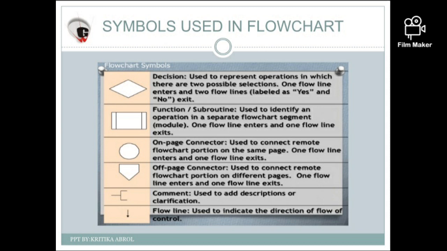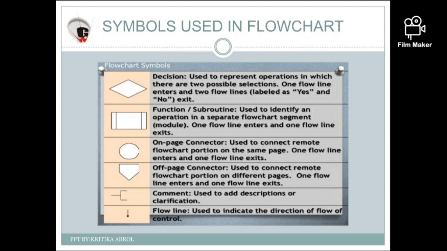The next symbol used in a flowchart is comment. A comment is used to provide additional information about another flowchart symbol in the form of remarks. So hence we will be writing the remarks related to other symbols of the flowchart inside these two lines. So this is a comment which is basically used to add description or clarification.